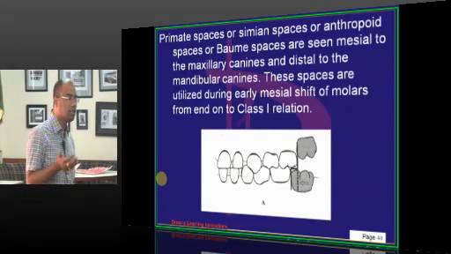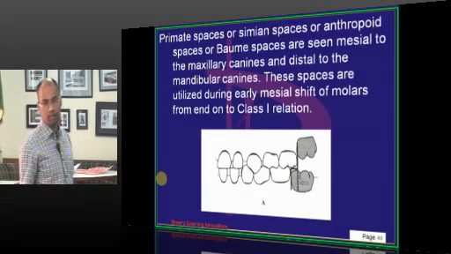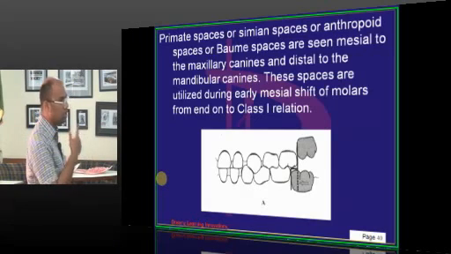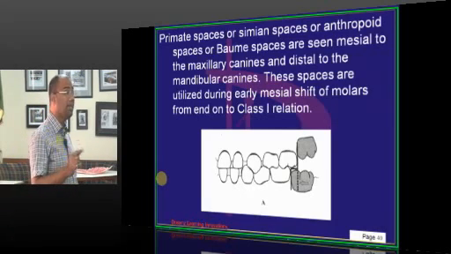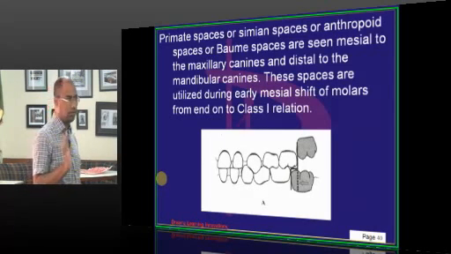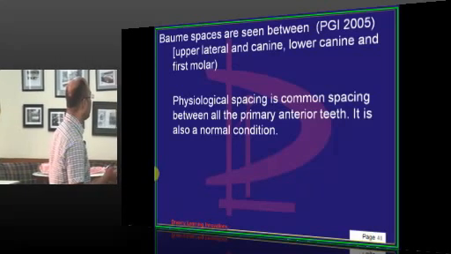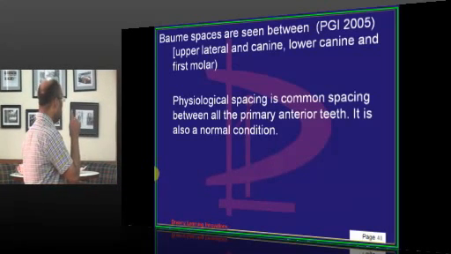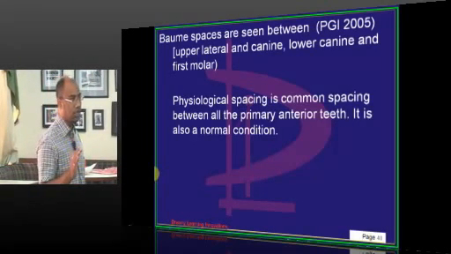So, the mesial migration to a class 1 molar relationship is accomplished by either early mesial shift or late mesial shift. Early mesial shift is because of your primate spaces, or simian spaces, or anthropoid spaces, or Baume spaces, which are seen in the upper between B and C and lower between C and D. And late mesial shift is because of the leeway space of Nance, which is 1.8 millimeters in the upper and 3.4 in the lower. Clear? Baume spaces are seen between the upper lateral and canine, and lower canine and first molar. This physiological spacing is common between all the primary teeth, and it is absolutely normal.